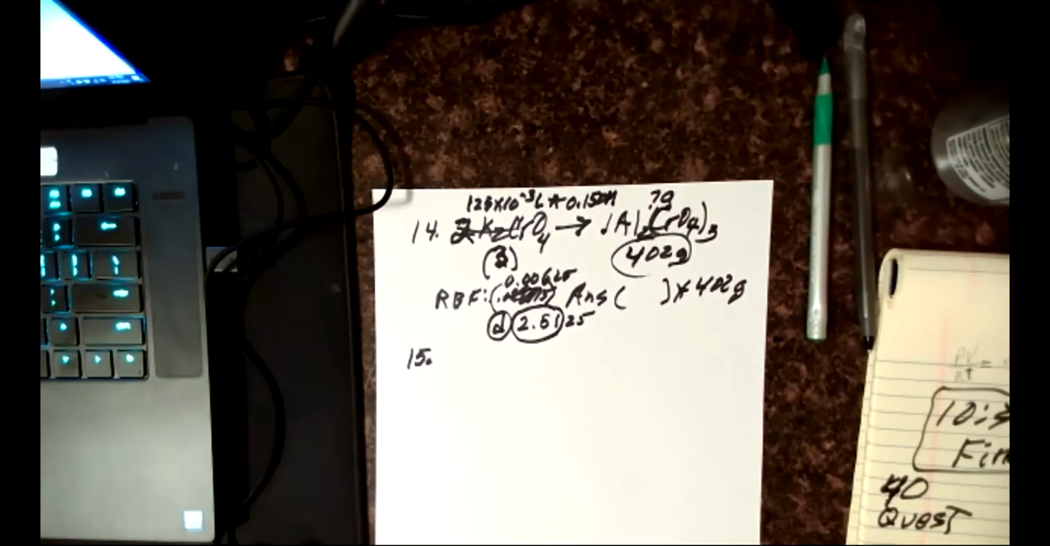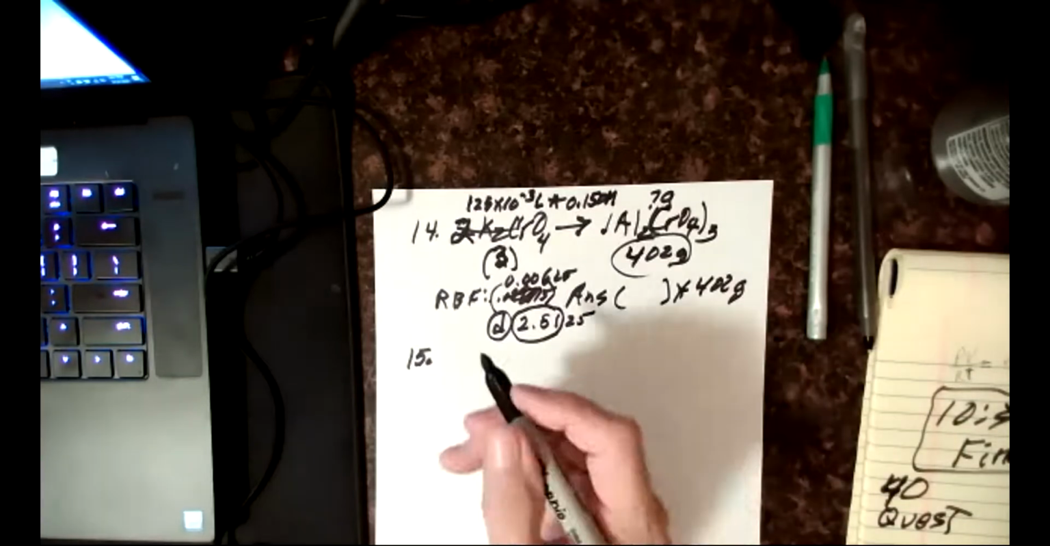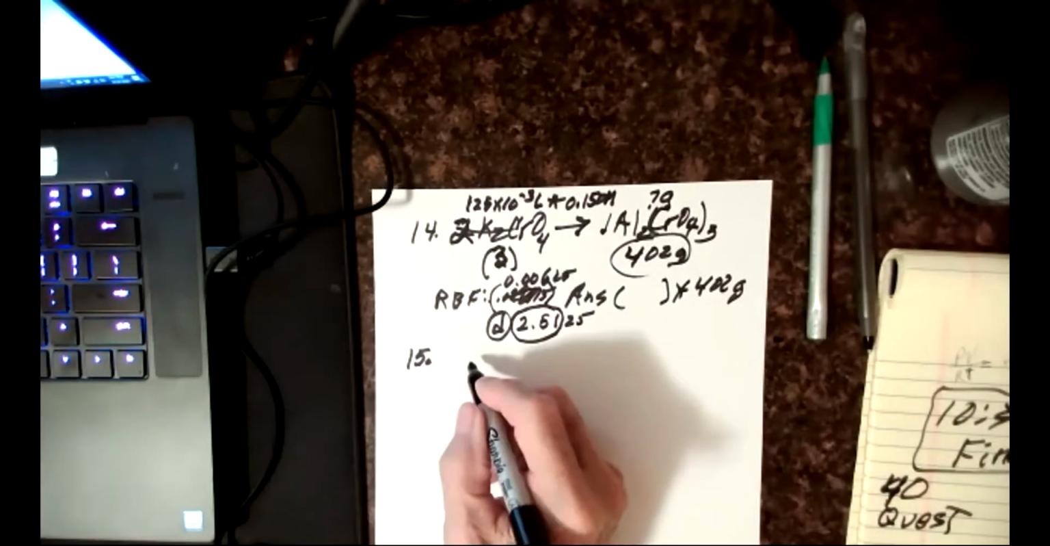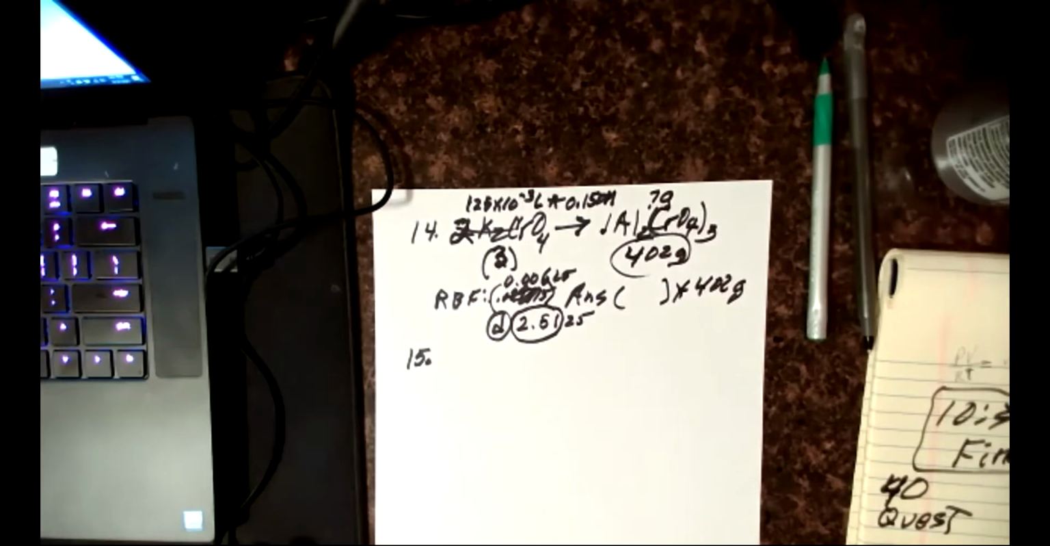And now we're at number 15. We've got 2 moles of the aluminum nitrate reacting with 5 moles of potassium chromate. What is the number of moles of aluminum chromate and potassium chromate? So we're going to do both of them.